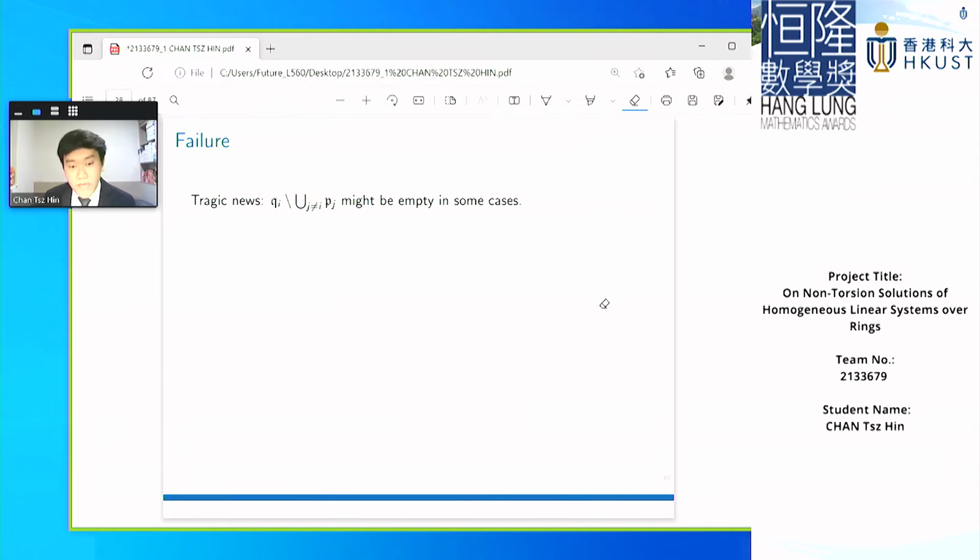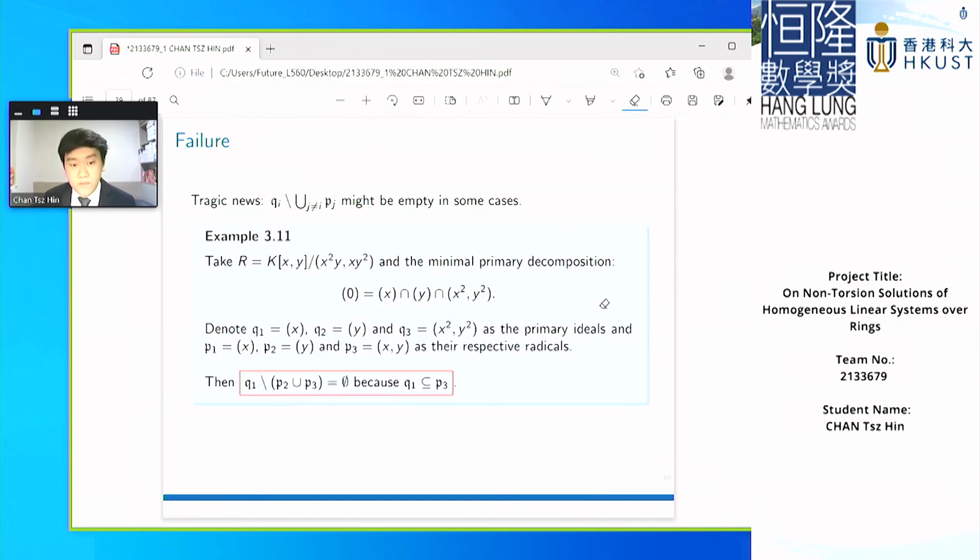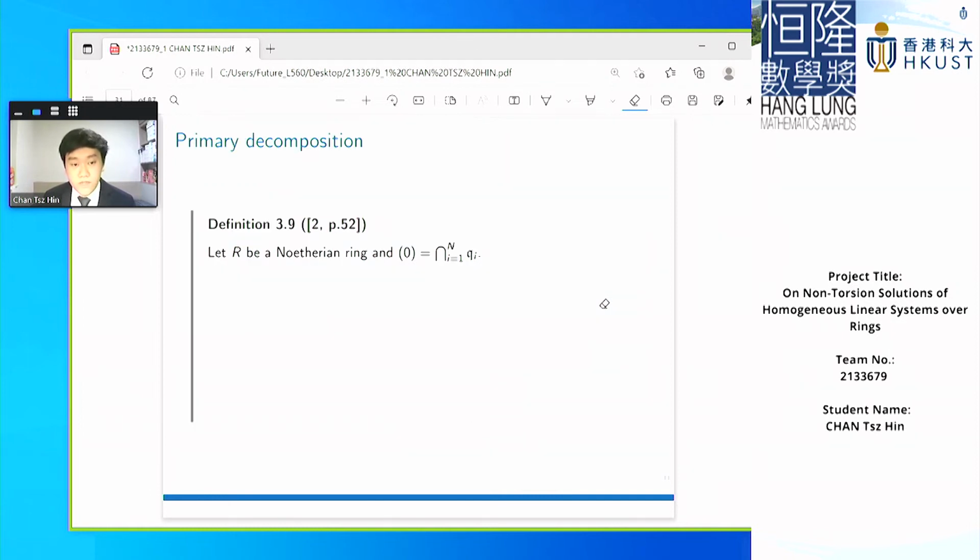However, these sets might be empty in some cases. For example, over this ring, one of the sets is empty because Q_1 is a subset of P_3. And the key observation here is that these sets might be empty when embedded primes are present. That is, one of the P_i contains another P_j. Namely, in this example, since P_3 contains P_1, one of the sets is empty. This motivates the following definition.